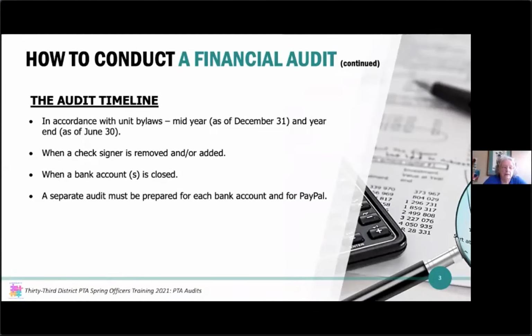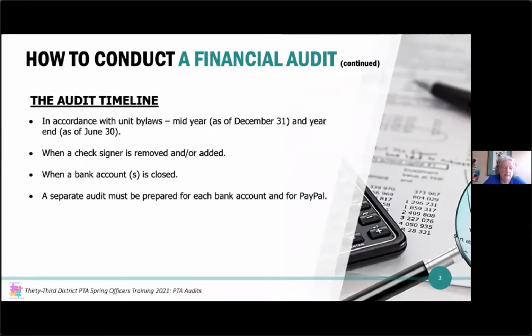When a bank account is closed, you want to make sure that bank account is zero balance and where the money went in order to close that account. It should maybe go to a new account, or maybe to a district if the bank account is closed, if the unit is disbanded.